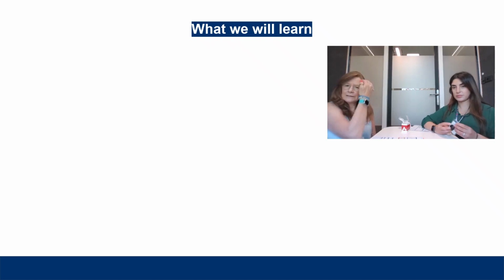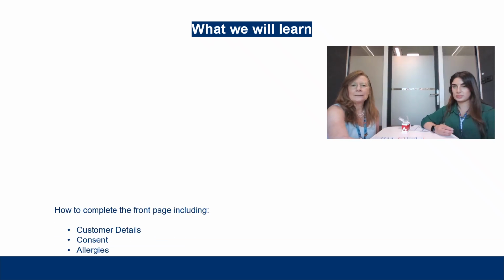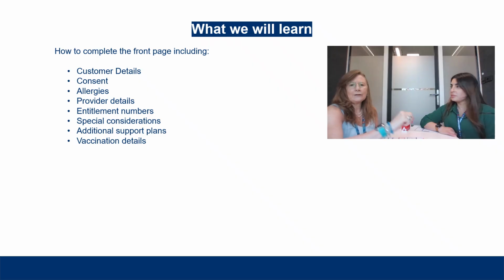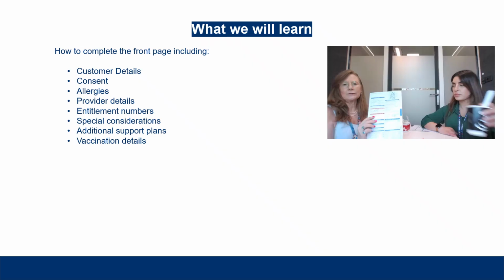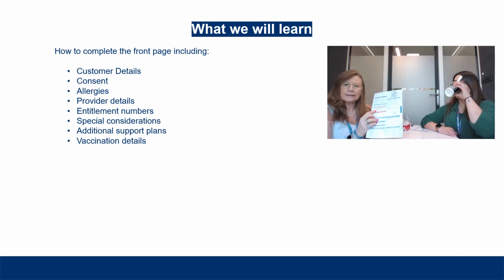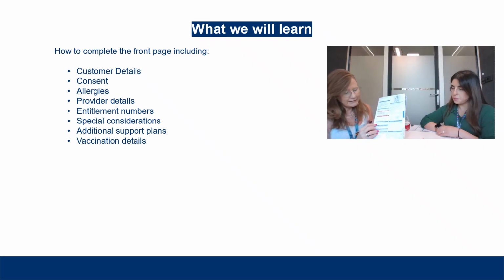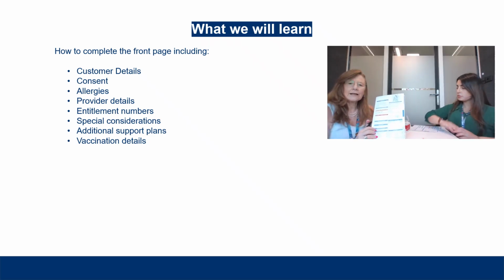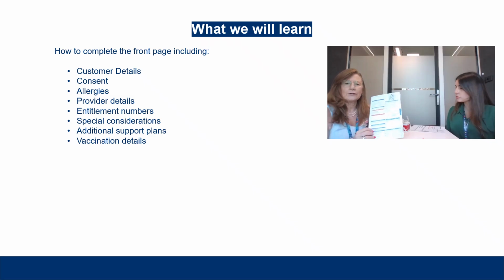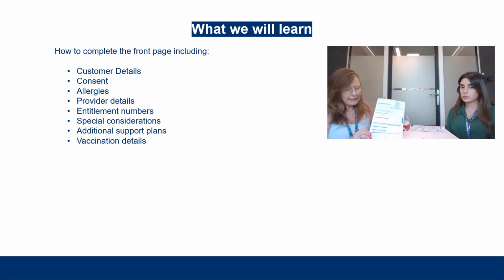Okay, so what we're going to learn today is how to complete the front page of the medication chart, including the customer details, the consent, the allergies, provider details, and where it says provider consent details, I'd like our practice leader name and phone number on that. And entitlement numbers, special considerations over here, additional support plans, and vaccination schedules.